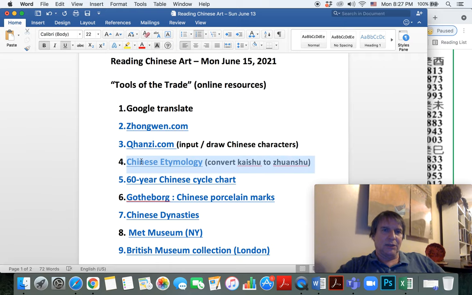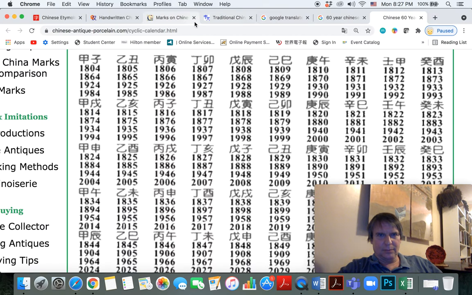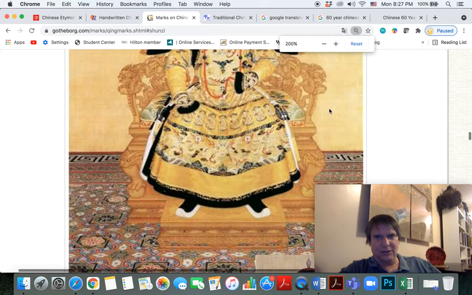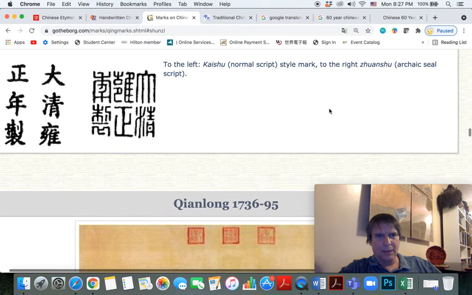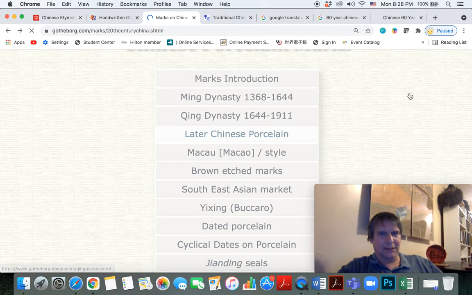And we looked at Chinese etymology a little bit, but not too much. Okay, so I want to go back to here. Here we are at Gothenburg. There's Nian, the character Nian, the fifth character. It's found in the reign marks: Da Qing Yongzheng Nian Zhi.